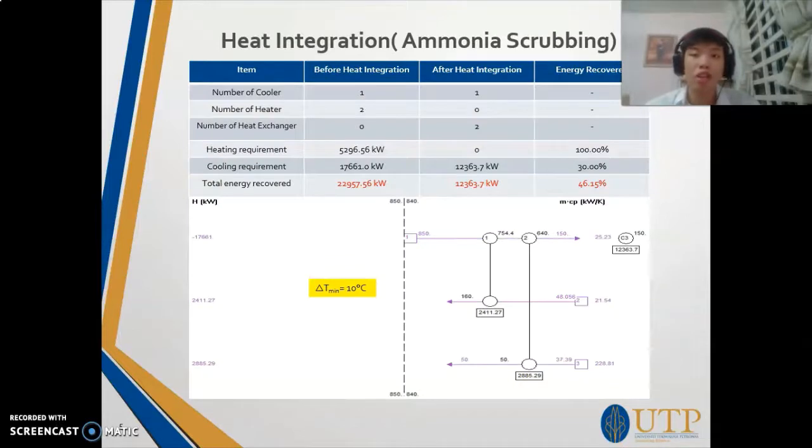So our heat integration is divided into two sections, the ammonia scrubbing and the methanol production. So for ammonia scrubbing, this is the network of the heat exchange and heat integration. And based on the heat integration, it is seen that the number of coolers is not reduced, and the number of heaters is reduced to 0. And the heating requirement is reduced by 100%, and the cooling requirement is reduced by 30%. Totally, the total energy recovered is 46.15%, which is almost half the energy recovered.